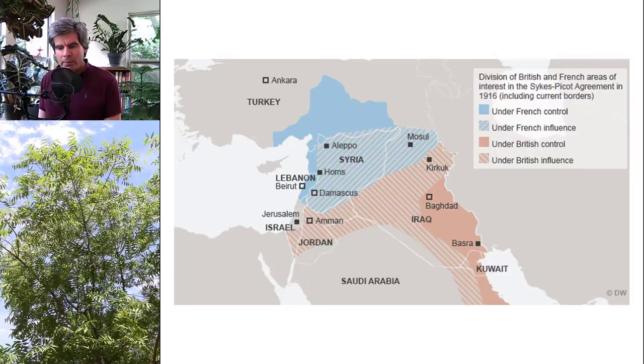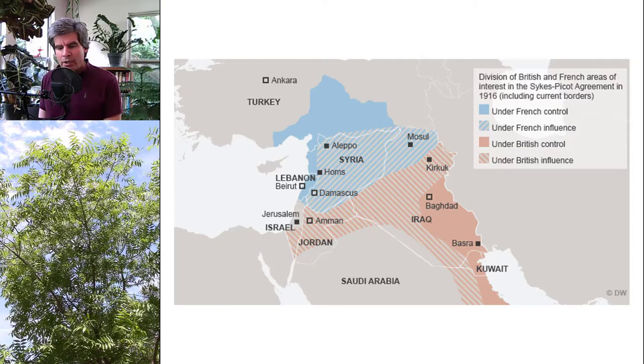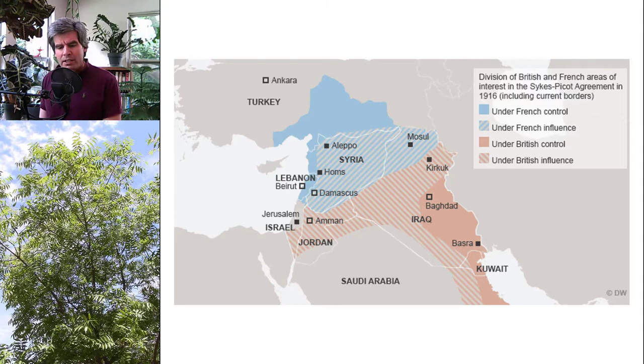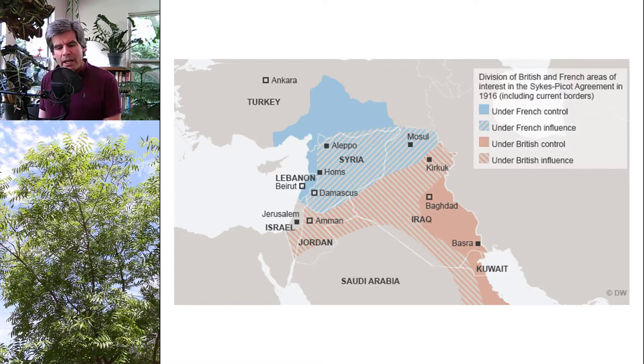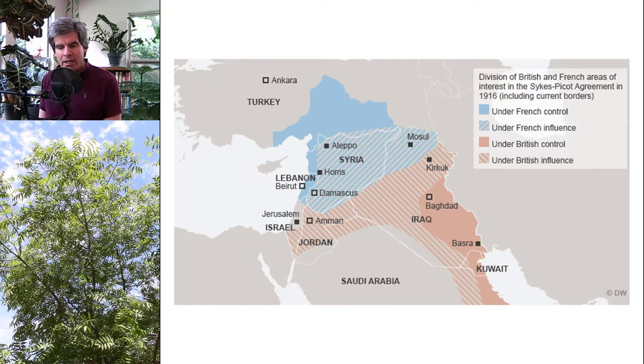In addition, Britain allowed large-scale immigration of Jewish people to Palestine. So, taken together, this created unrest because people were denied self-rule, and it led to future confrontations and violence between the inhabitants of Palestine and the new Jewish immigrants.